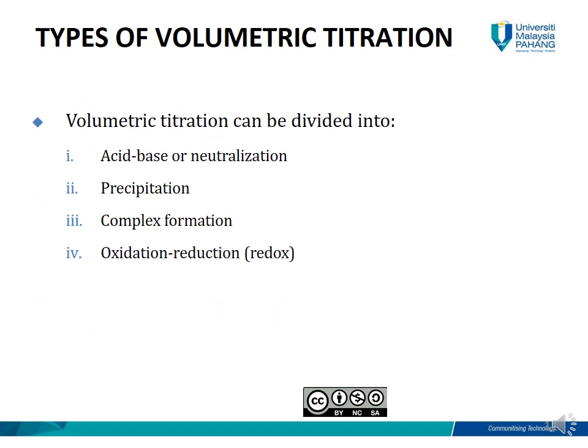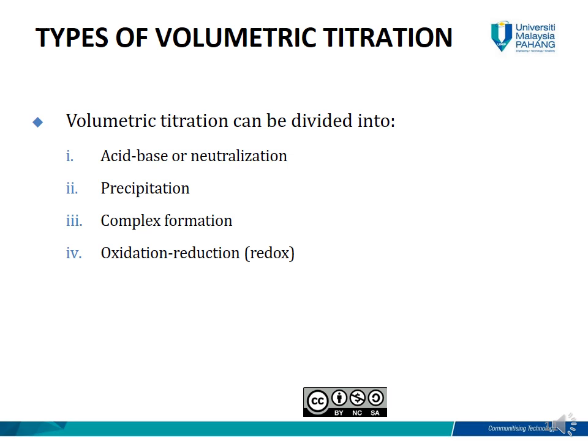Next are the types of volumetric titration. We have a few types of volumetric titration, and here are a few examples. The first one is acid base or neutralization, and I believe some of you already learned about acid base titration during our lab session. Next is precipitation, where we focus on the mass that is produced after the reaction is complete. So this is more towards precipitation titration.